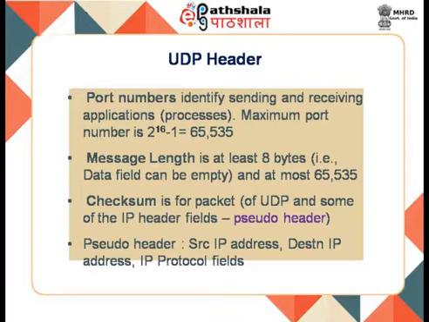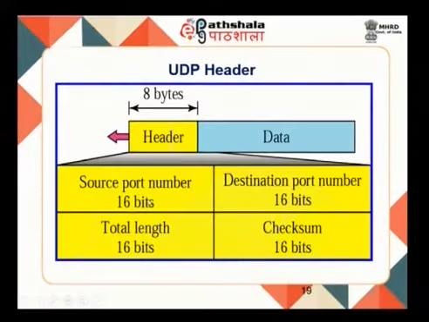So, source IP address, destination IP address and the protocol field, these three will identify that you are coming from the correct IP address and going to the correct destination address, and it will also identify that you are using the UDP protocol for the transport. Now, when you combine this information with the UDP header fields, that is the source port number, destination port number and total length, the checksum will be calculated on all these fields put together.